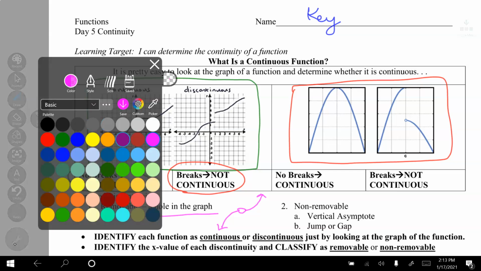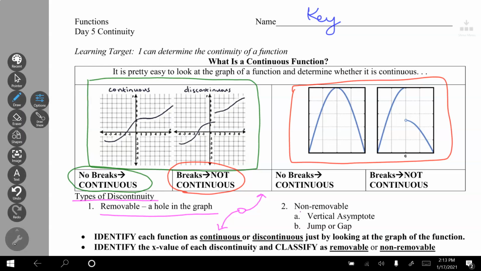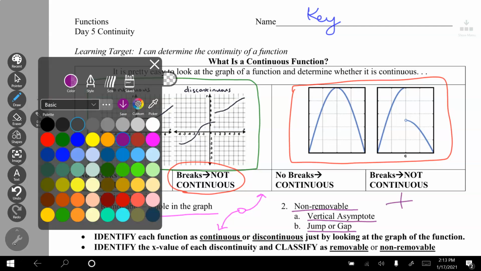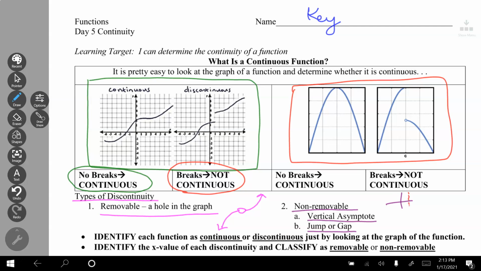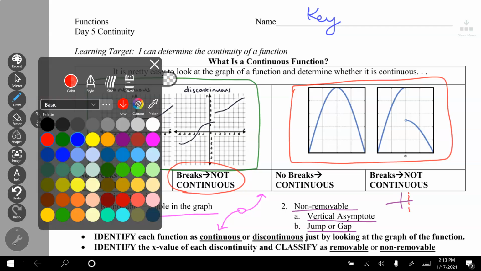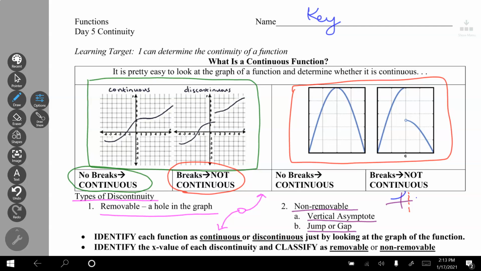Non-removable are two types, and that's when we have a vertical asymptote or some sort of jump or gap in the graph. So if we had a vertical asymptote and I had a graph that looked like this, obviously there's a break in the graph at the vertical asymptote.